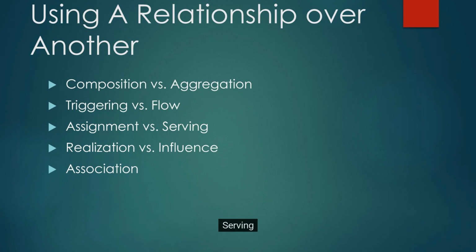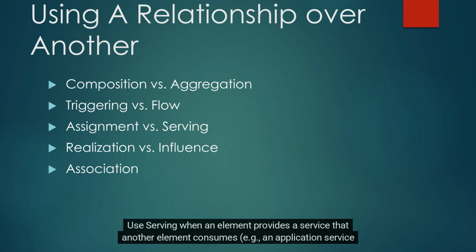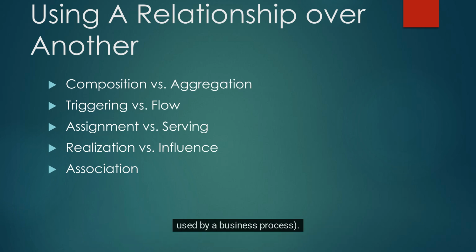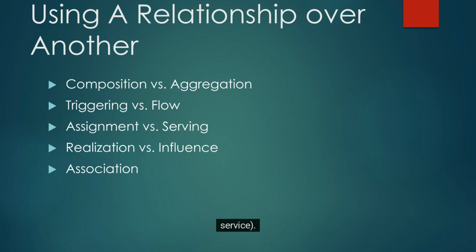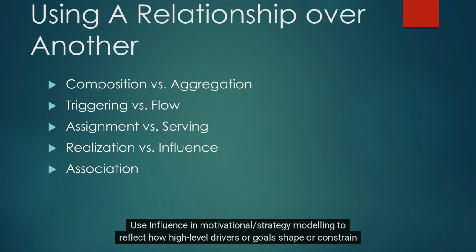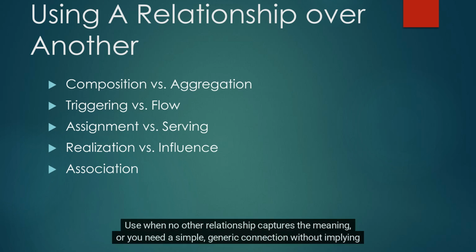Assignment versus serving: use assignment when linking a role or application component to the exact process or function they perform. Use serving when an element provides a service that another element consumes, for example, an application service used by a business process. Realization versus influence: use realization to indicate how a system or process concretely implements an abstract concept, for example, a service. Use influence in motivational strategy modeling to reflect how high-level drivers or goals shape or constrain other elements. Association: use when no other relationship captures the meaning, or you need a simple, generic connection without implying a strong semantic.